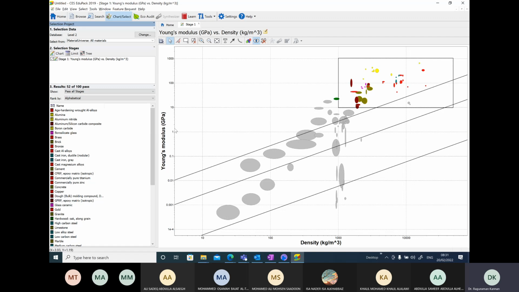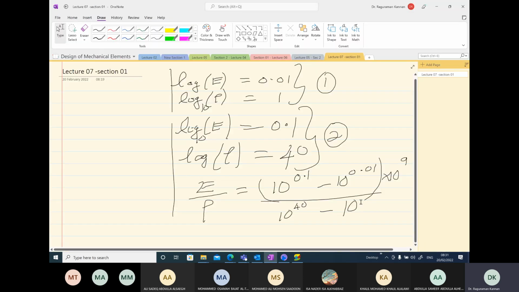Between 1 and 10, the divisions represent 1, 2, 3, 4 up till 10. Between 10 and 100, the divisions represent 20, 30, etc. Okay. So when you want to find the slope of a particular line, based upon these divisions, approximately you can get the value of the slope.